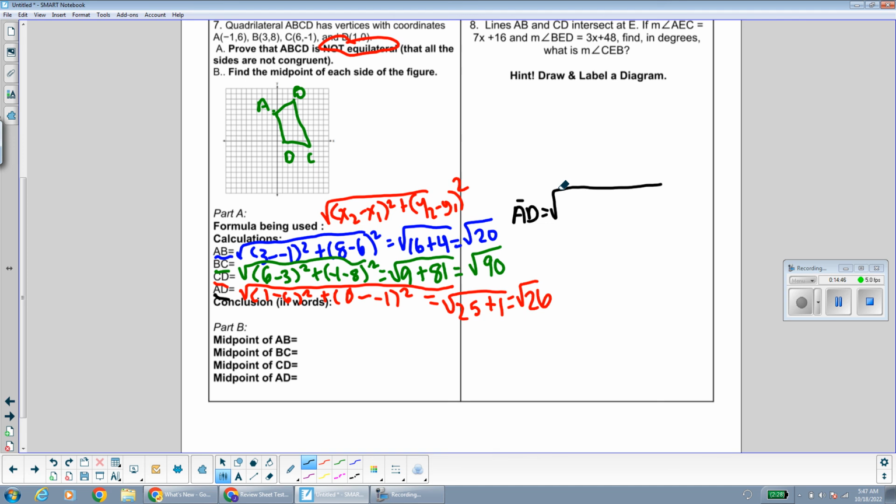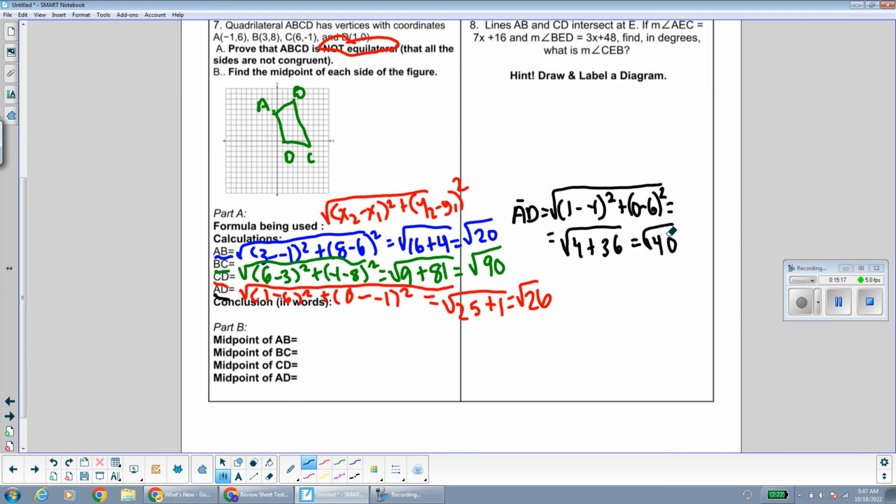AD is 1 minus -1 plus 0 minus 6. 1 minus negative 1 is 2. That's 4 plus 36. That's radical 40.